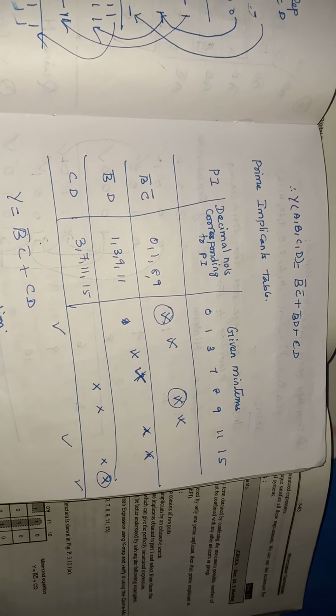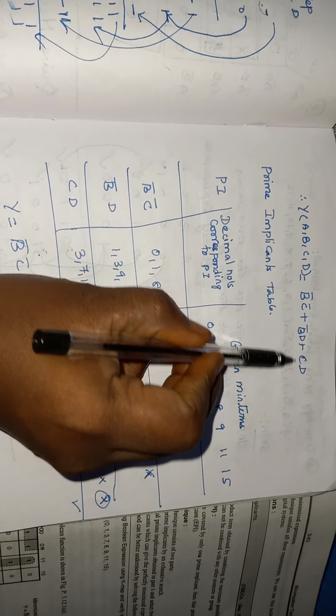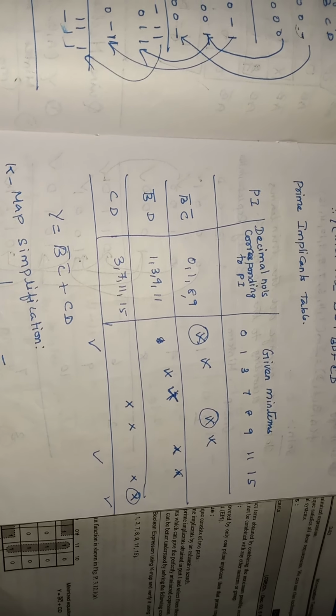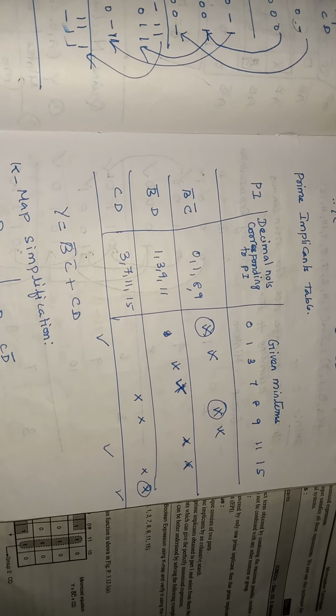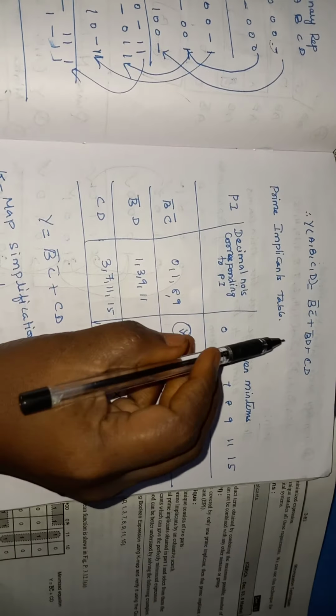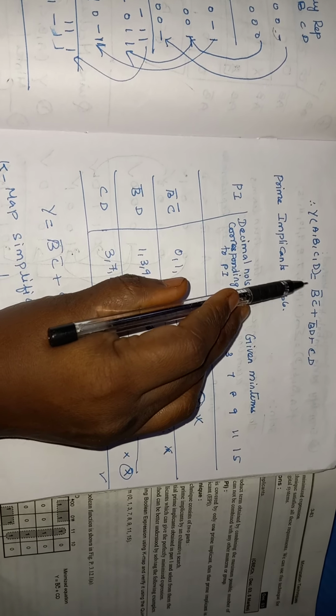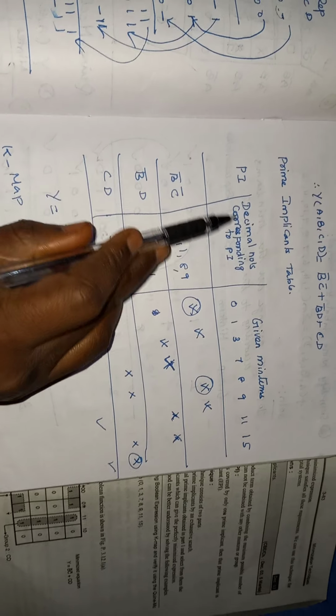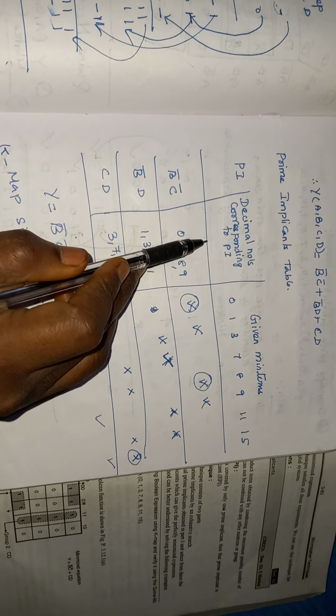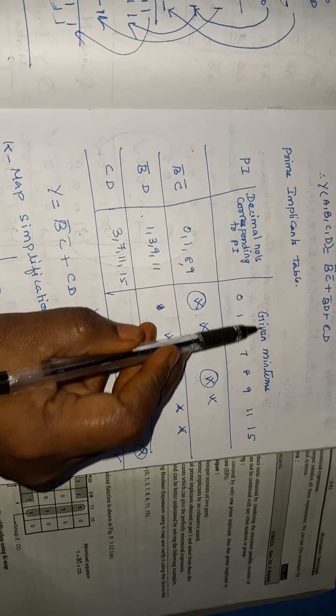So next we are going for, if we are getting this term only, right? The next step is, you have to write the prime implicant table. Prime implicant table means the simplified table is called the prime implicant table. What we have got right now, B bar C bar, B bar D, these are all called prime implicants. So the table has the prime implicant, and the decimal numbers corresponding to the prime implicant, given min terms.